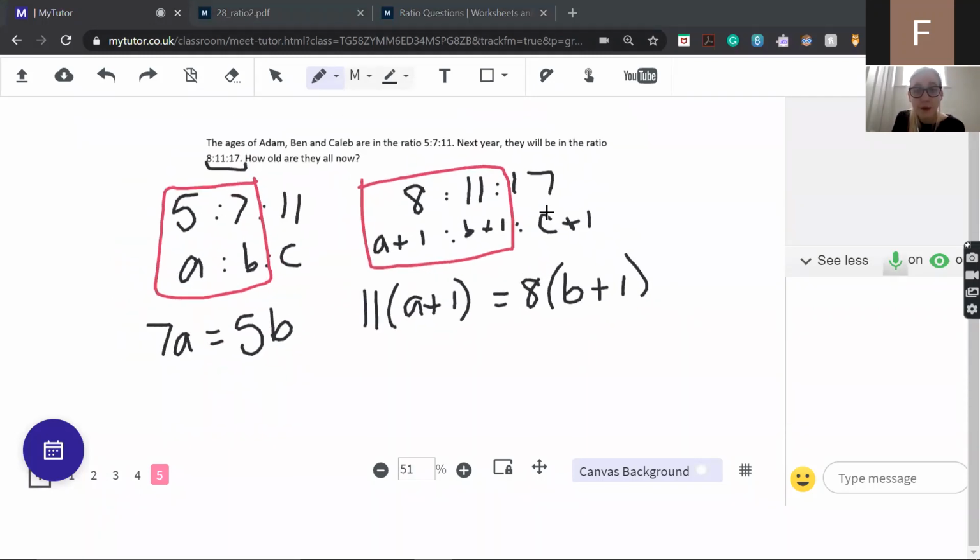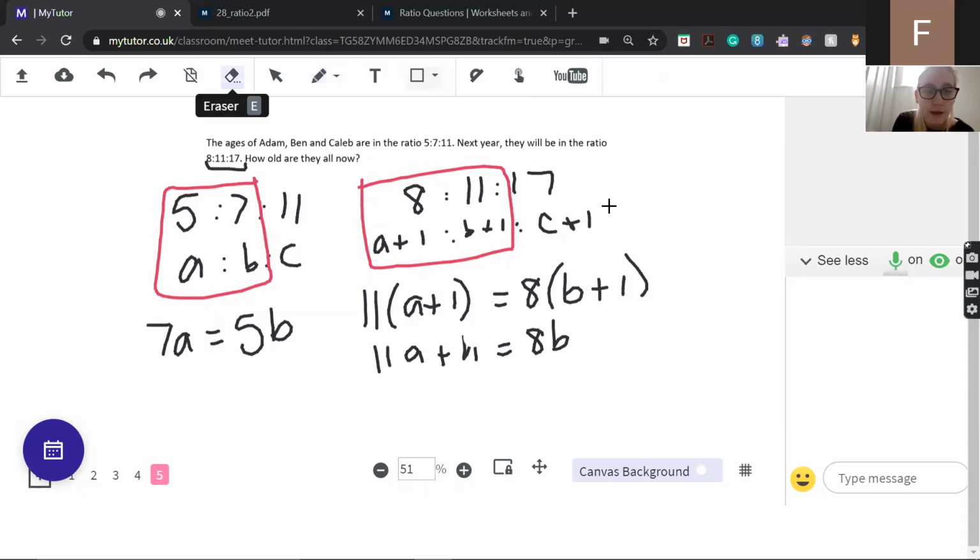And this might not be the most efficient method. This is the first one that kind of came into my head, basically. So now we'll make this look a bit nicer. We'll expand out these brackets. Sorry, that was supposed to be an 11. I just wrote that really badly. I'm conscious of time, so I might be going a bit too quickly.